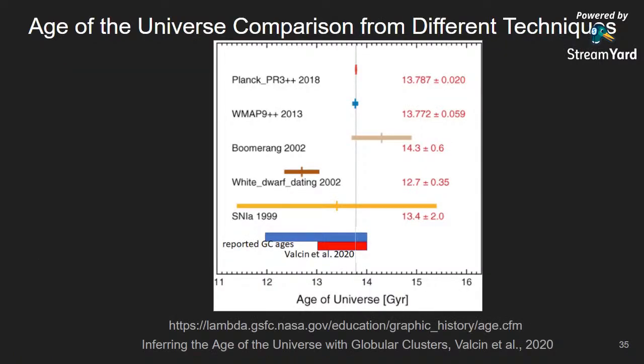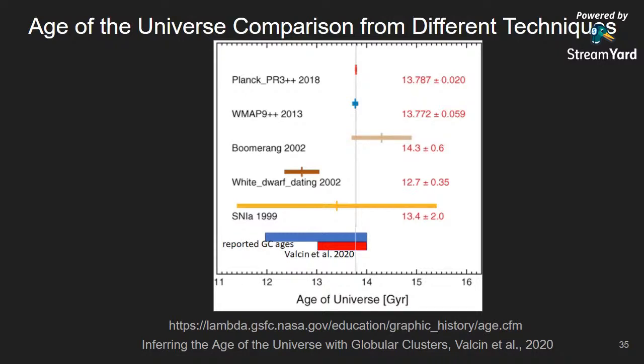And then finally, this is, I think, my last chart. I'm putting it all on one chart. How do globular cluster ages compare with everything else? This vertical line through the center is the average based on the Planck data that I showed earlier, around 13.8 billion years. The bottom two, the blue and the red bar, are what we get from globular clusters.